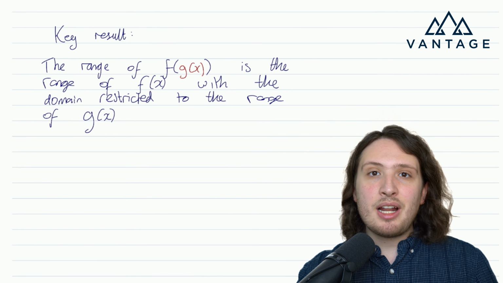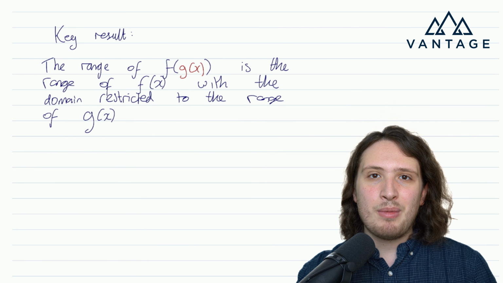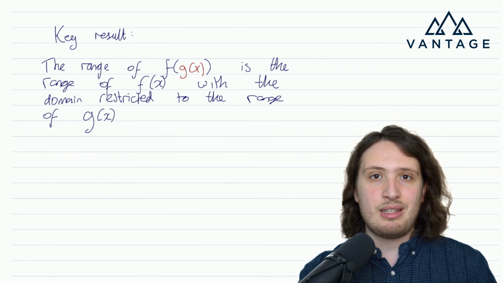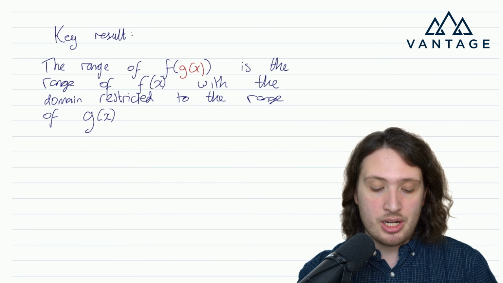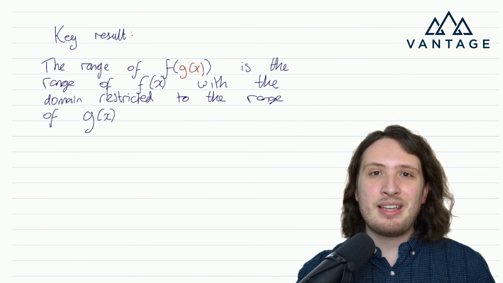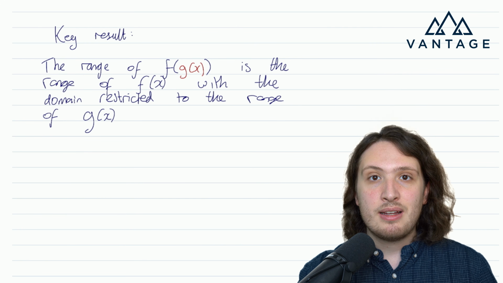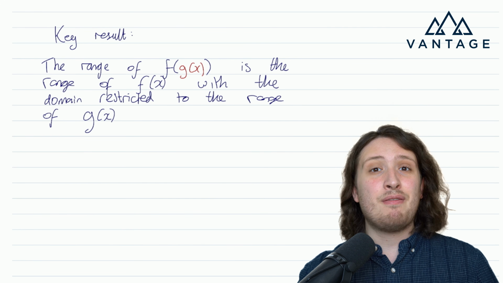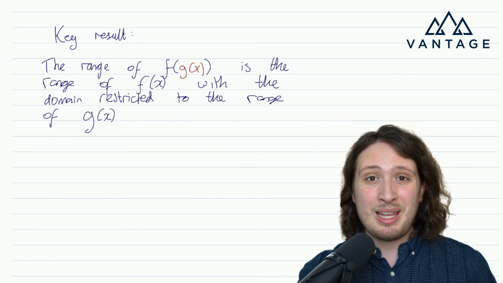So the idea is I don't need to consider f of g as a complicated function in its own right using, say, the chain rule with differentiation for the purpose of finding the range. I can get everything I need by thinking about f and g individually. Now this result is actually very simple and very obvious if you think about it.